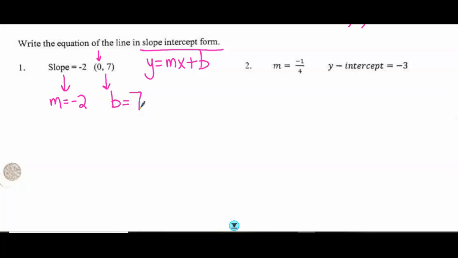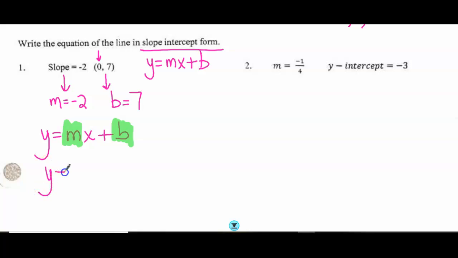Now I'm only going to write it on this one, so after this I'm not going to do this. y = mx + b. We are now going to replace and rewrite this equation. We're going to replace the m, and we're going to replace the b. So once we replace those two things, we have our answer.